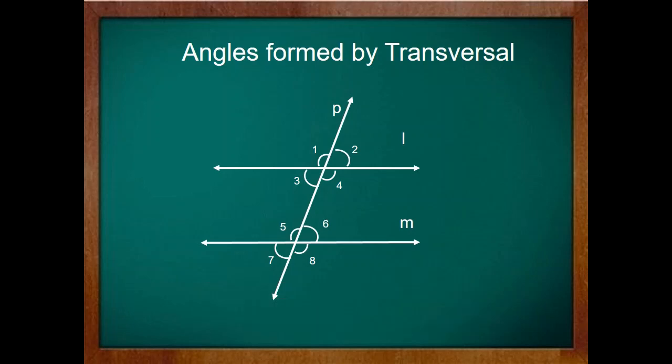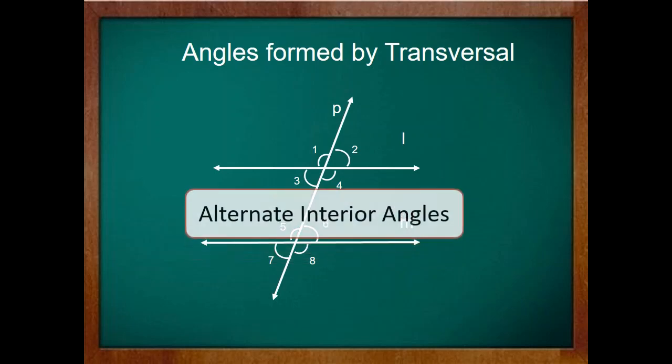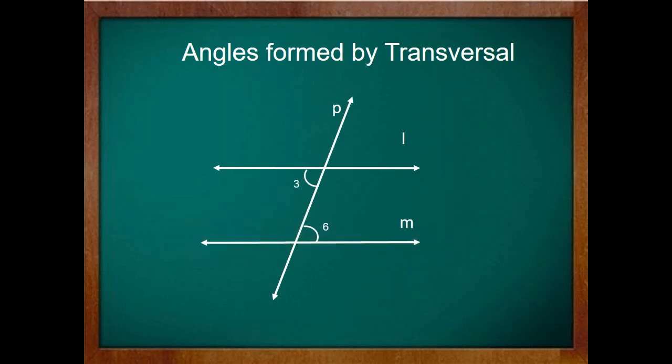The first one in the list is alternate interior angles. Angle 3 and angle 6 are called alternate interior angles. If you look carefully, they both lie on the inner side of lines L and M, and they lie on either side of the transversal. Alternate interior angles form the Z shape.